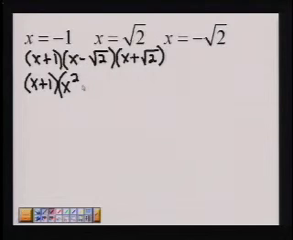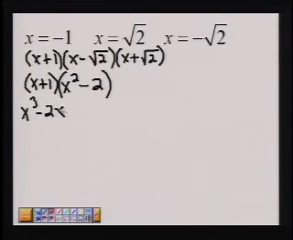Negative times positive is negative. And when I multiply a square root by itself, that's square root of 2 times square root of 2 is square root of 4. And the square root of 4 is just 2. In other words, whenever I multiply a square root by itself, it just gives me whatever was inside. Now I can do the final multiplication. X times x squared is x to the third. X times negative 2 is minus 2x. 1 times x squared is plus x squared. 1 times negative 2 is minus 2.